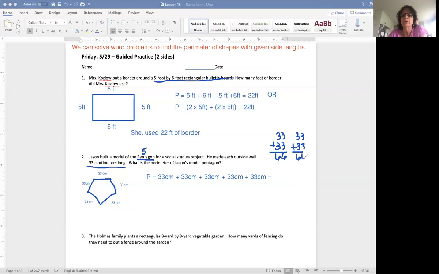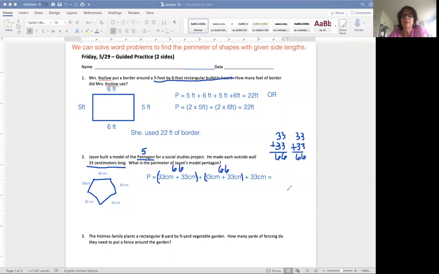Another thing you can do, boys and girls, is you can take parentheses and put them around your numbers here. So 33 and 33, and put above it your 66. And you're just showing your thought process here. And then your next 33 and 33, put a parentheses, and above that you can put your 66. So now we still need to add 66 plus 66 plus 33.